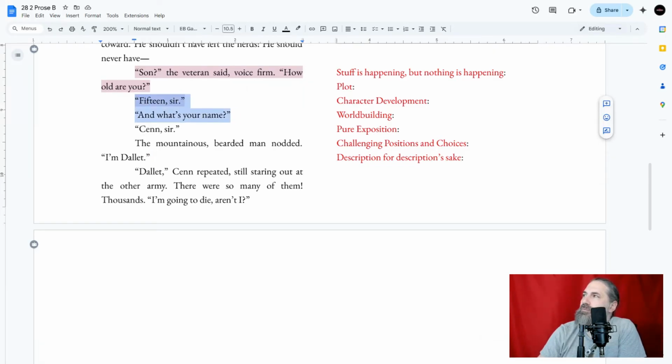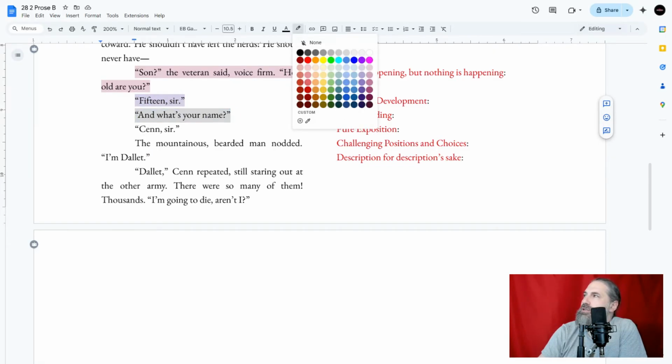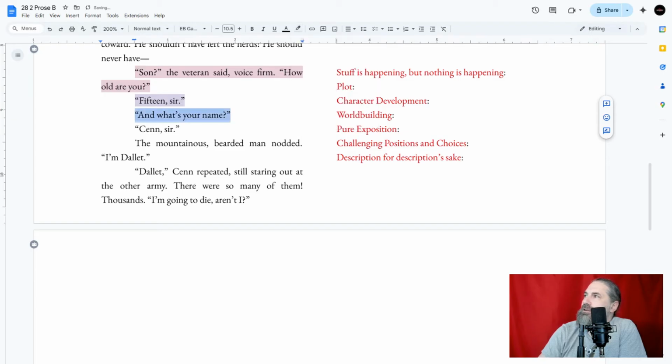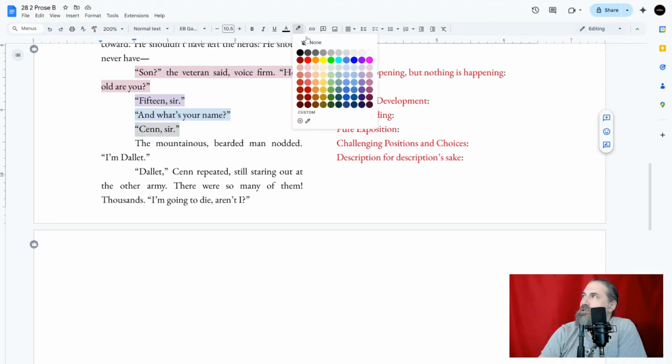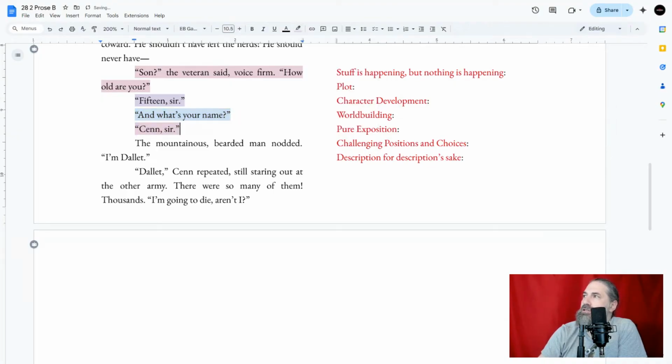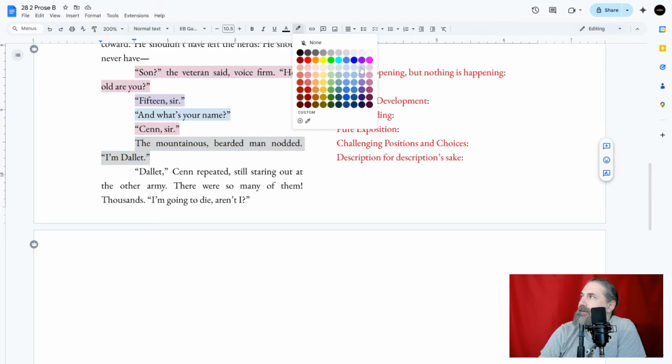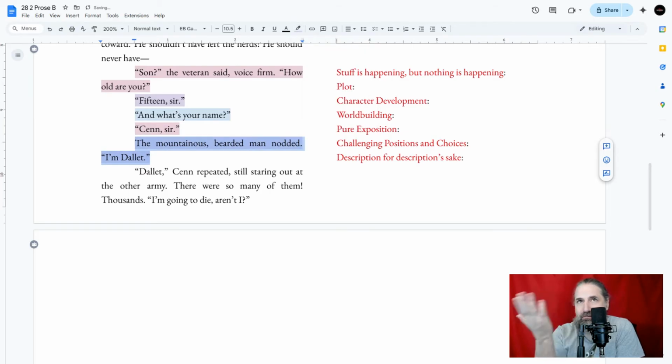All right. So what is your name? This is a character choice. So this is character development. It is also plot because it is moving the plot forward. It is creating an ebb and flow, right? Sen. All right. So this is character development and plot. The reason is he is calling him sir, so he's making a choice to be respectful. Okay. The mountain is, all right, now this is character development again. Character development, we're describing.